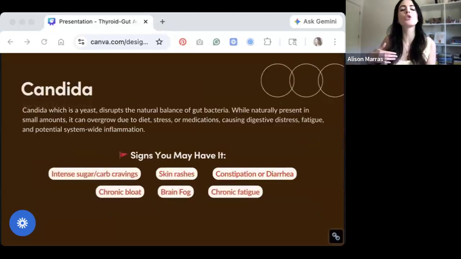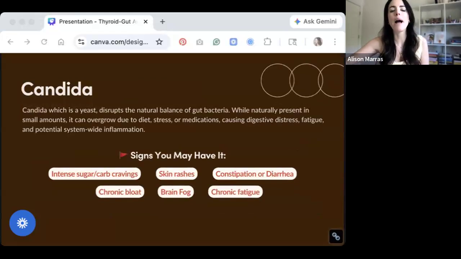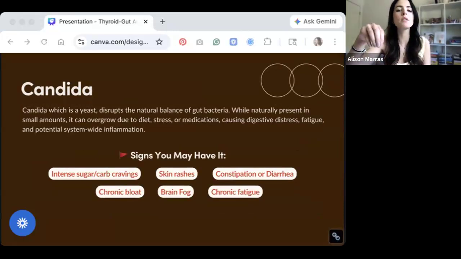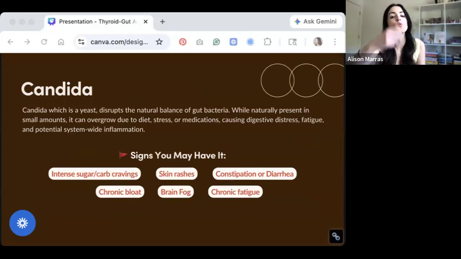Okay, then we have Candida, which is a yeast, and it disrupts the natural balance of gut bacteria. And while naturally present in small amounts, it can overgrow due to diet, stress, medications. And again, it doesn't have to just be the past 5 years of your life. It can be the whole life, right? I mean, I was born in the late 80s, guys. I was put on antibiotics since I was born, just for ear infections, sniffles, it was just the thing to do. You just, oh, antibiotic, right? So it took a little undoing some of my history as well.